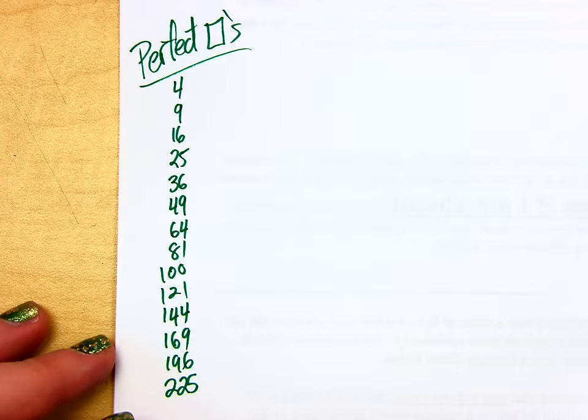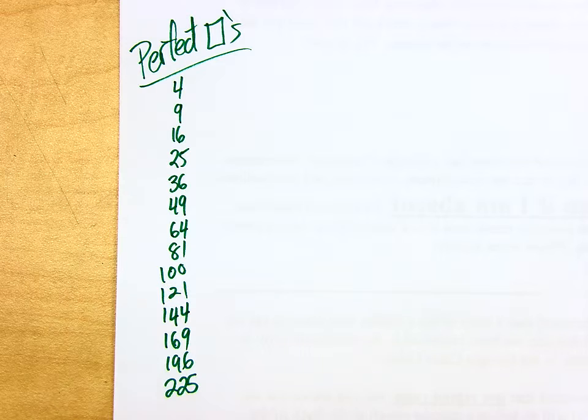When you see the number 81, I want you thinking, oh, that's a perfect square. When you see 49, oh yeah, perfect square. So these numbers should always be setting off bells in your head.